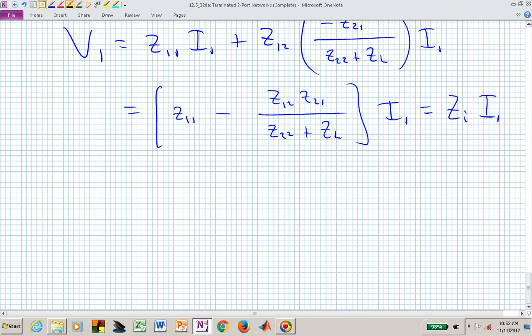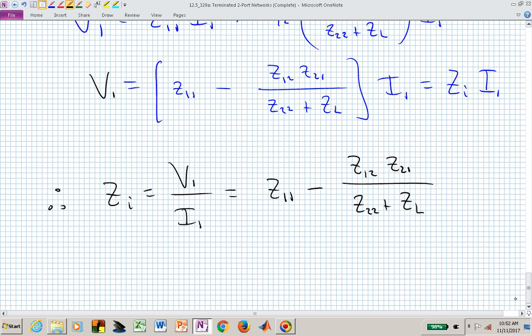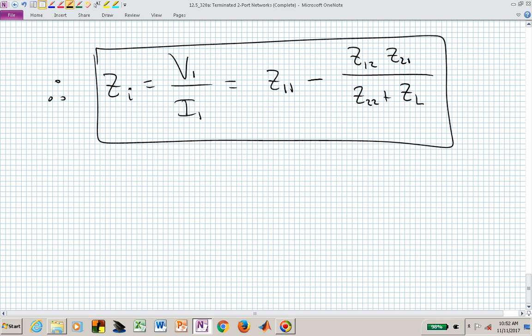Or going ahead and finding the ratio, Z sub I is equal to V1 over I1. So divide both sides by I sub 1, and we end up with Z11 minus Z12 Z21 over Z22 plus Z sub L, and that's now our relationship for the input impedance of a terminated two-port.